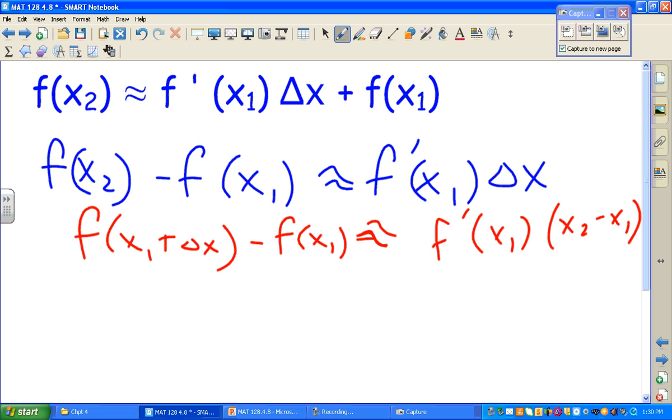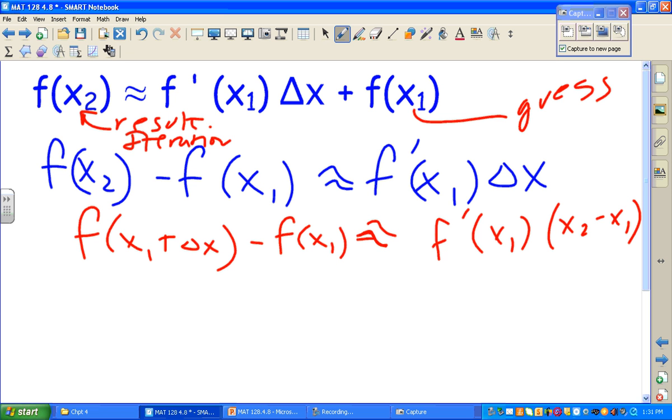Anyway, what we have to do is get to Newton's method somehow with our guess. Which one's our guess? X sub 1 is our guess, isn't it? And this would be our result for our iteration. So x sub 1 is our guess.